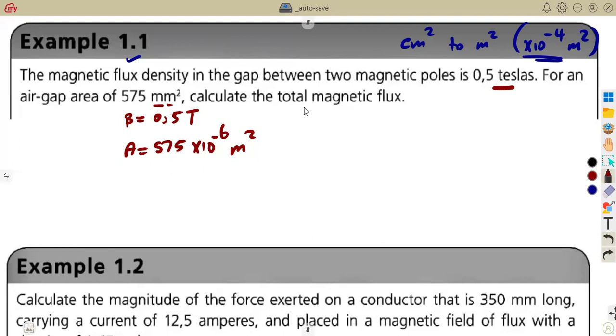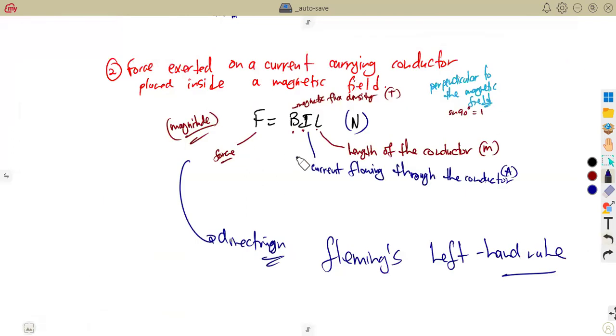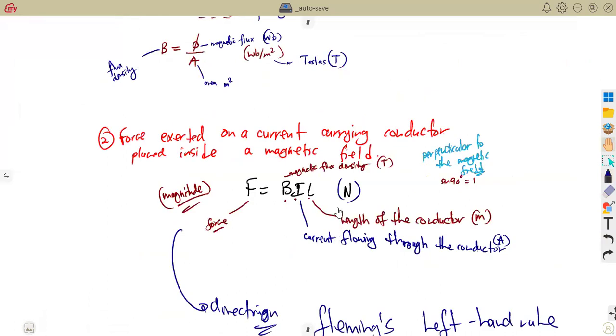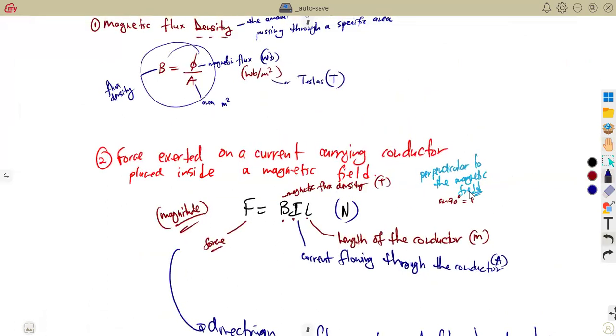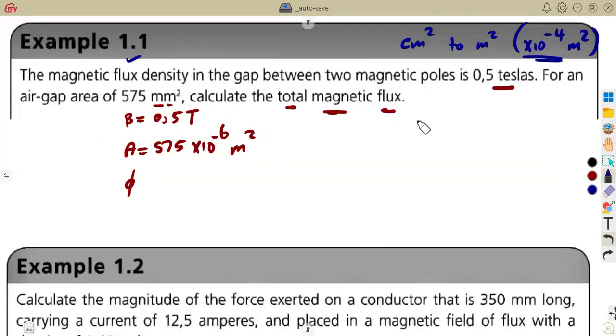Then the question was, calculate the total magnetic flux. From the formula that we saw in our presentation, I presented a formula representing the magnetic flux density. So what can we do with this? We simply have to make the magnetic flux the subject of the formula. Because the magnetic flux density is given by the flux over the area. So simply make the flux the subject. This is the same as over 1, so you can cross multiply. That is 1 times flux. This flux is equal to B times A, that is BA.